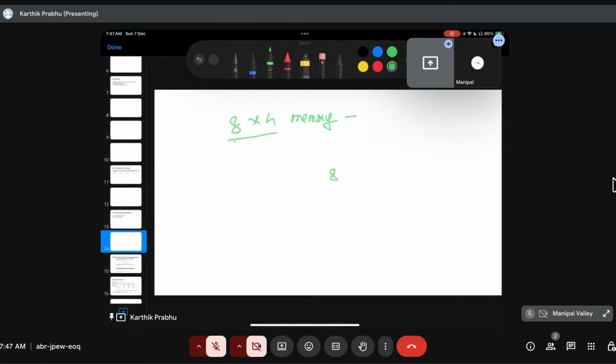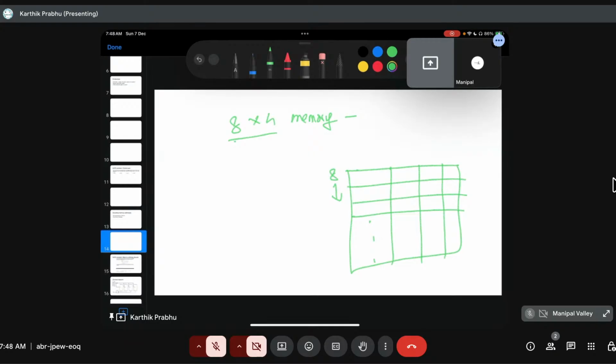So we have 8 of these rows. Let's say we drew a grid. We have 8 like that, these are 8, and 4 we can directly write here. So now 8 cross 4 means 8 rows are there and 4 columns are there. So there are 32 locations. So 32 locations can be represented in 5 bits, correct? 1, 2, 3, 4, 5.